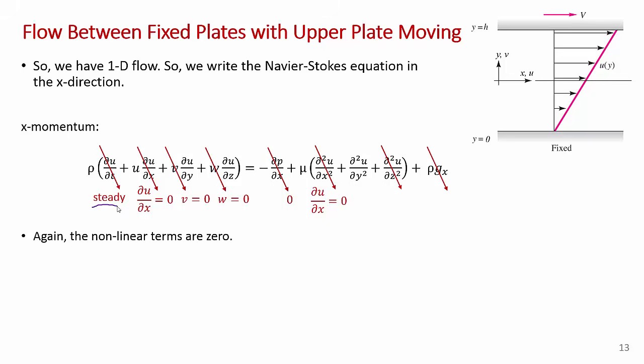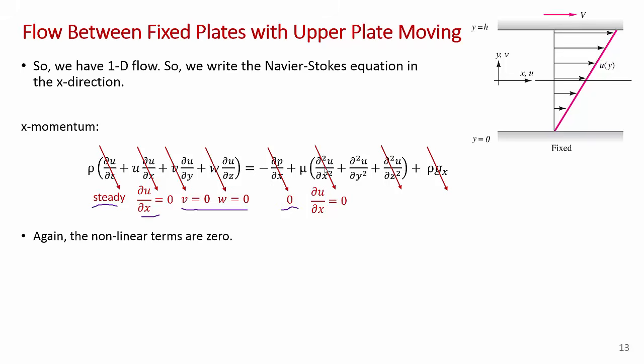We can get rid of the steady term, fully developed. It's a one-dimensional flow, so v and w are 0. But in this case now, we don't have a pressure gradient. It's the viscosity of the fluid and the movement of the upper plate that's driving the flow. So our pressure gradient term goes to 0.